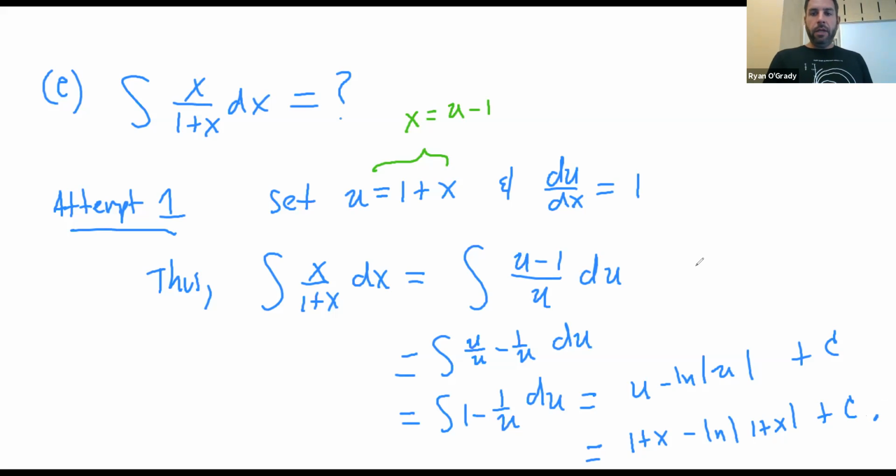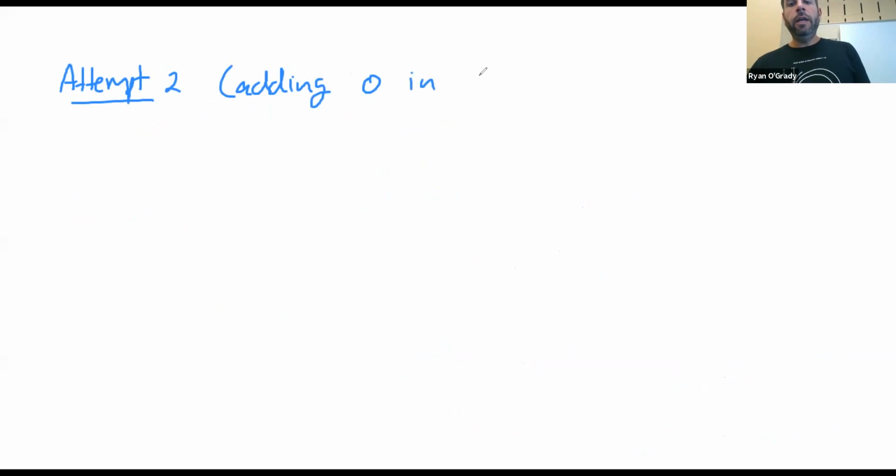So does anybody have any questions about this? All right, anybody chatting that up? No, everybody's chatting. Cool. So let's do it another way. Let's do attempt 2. And now we're going to use the old favorite trick of adding 0, in a useful way.